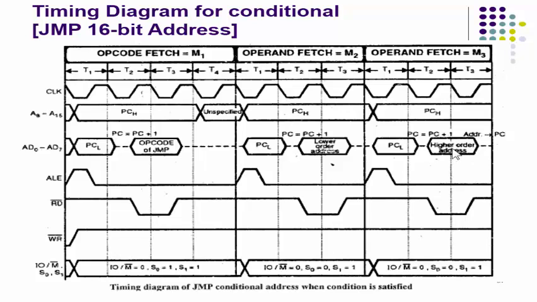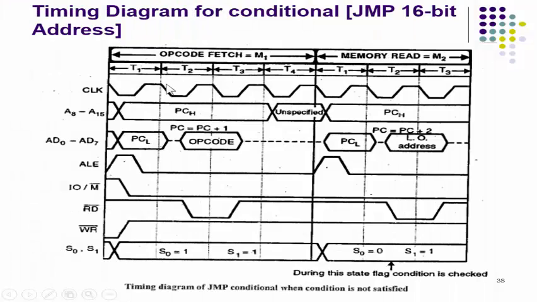If we consider the previous example, that is JZ D800, suppose the zero flag is equal to 1, the condition is true, then the address given in front of JZ, that is D800, is placed here, and the program sequence gets changed starting from D800. So D800 gets loaded in the program counter and execution will start from D800.